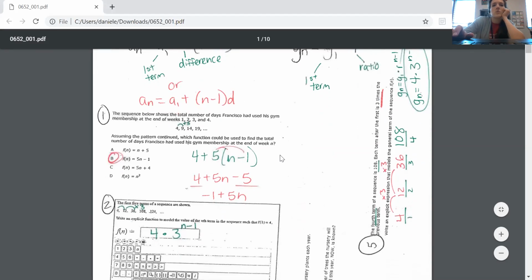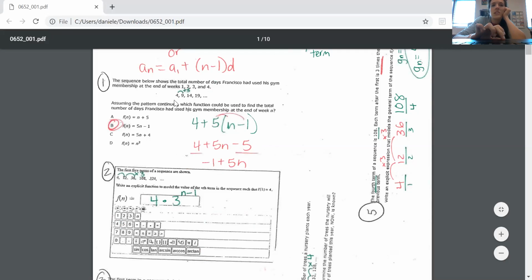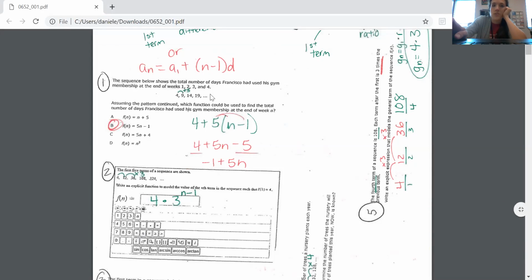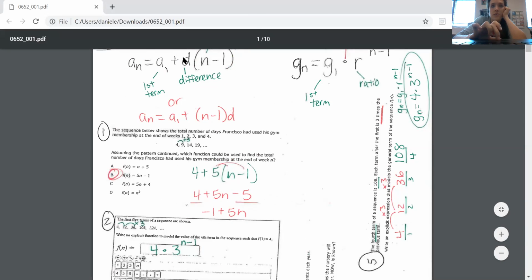So let's look at how these would work. Number one, first thing you need to do is find the pattern. They were adding 5 every time, and since they were adding, I know it's arithmetic. So I'm going to plug into this arithmetic formula up here. A1, the first term is 4. They were adding 5 every time.